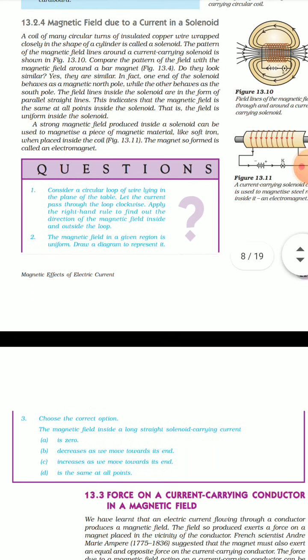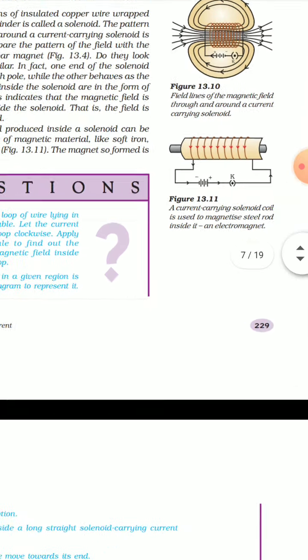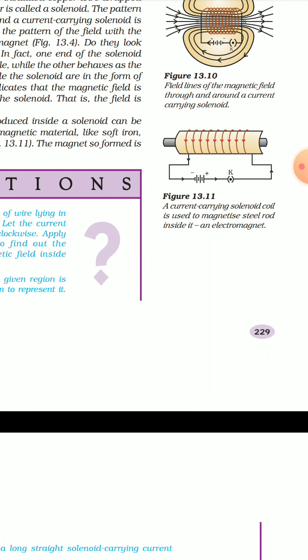What is a solenoid? The field formed around a solenoid, and the pattern which we compared with a bar magnet, is similar to the bar magnet. So we have already understood the solenoid, what an electromagnet is and how an electromagnet is formed. You can see figure 13.11 also. A current-carrying solenoid coil which is used to magnetize a steel rod inside it is known as an electromagnet. You can see that there is a steel rod placed inside the uniform magnetic field of a solenoid, so that we can magnetize it, making it a magnet, and this kind of magnet is known as an electromagnet.